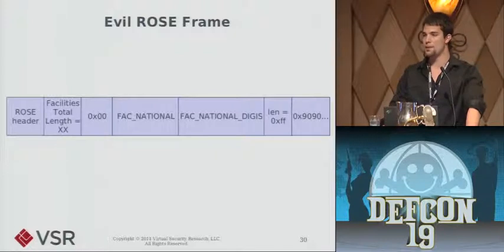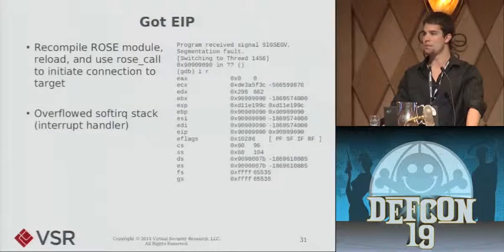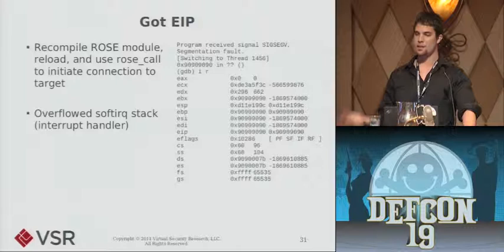And then this length value, which we're setting to 0xFF, which is 255, which is more than enough to cause the overflow, and then a bunch of 90s. So you recompile your rows module, and then you make a connection to your vulnerable host, and it causes a stack overflow on the soft IRQ stack, which is an interrupt handler that's receiving this data. You can see in the debugger on our host we've overwritten the saved return address on the stack, and when that vulnerable function returned, it returned to all 90s, which is the value that we put there. So now we control the instruction pointer.